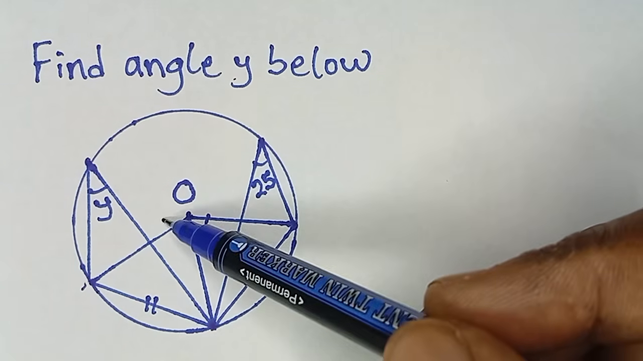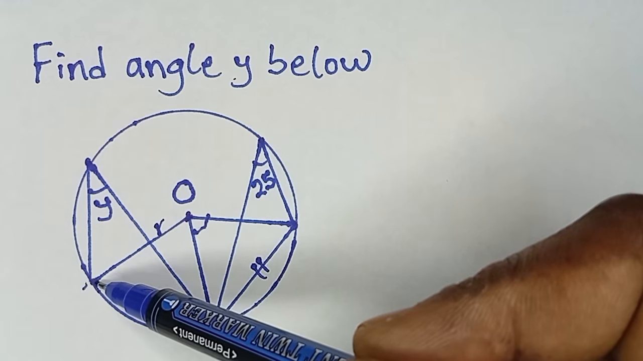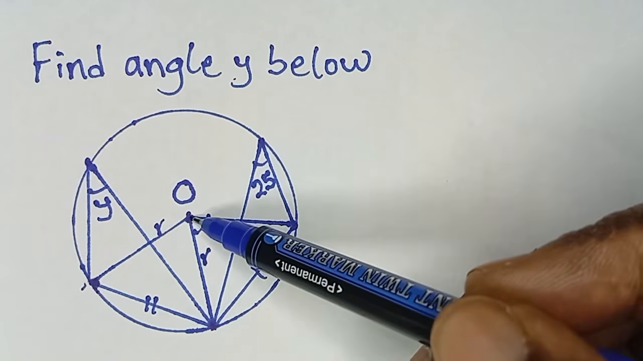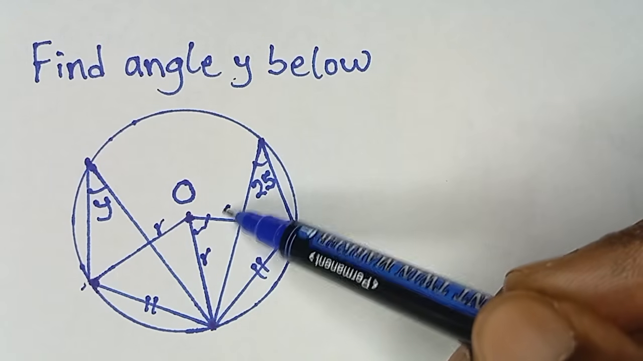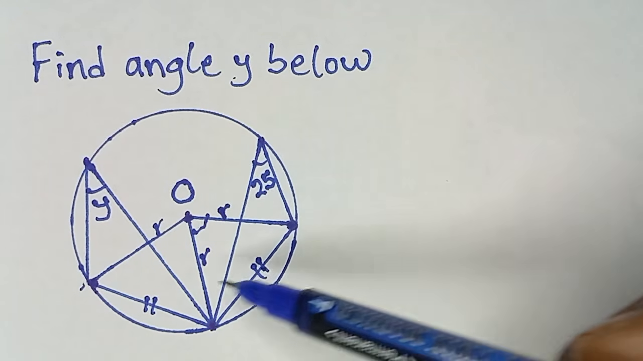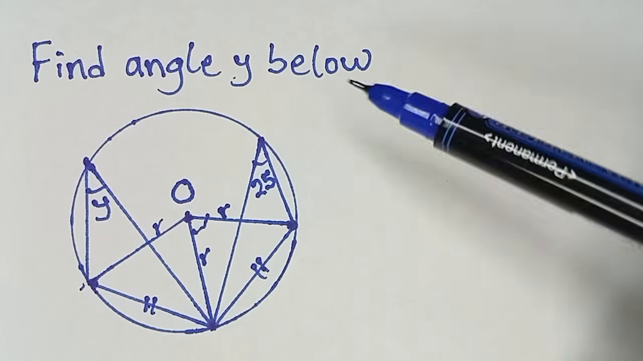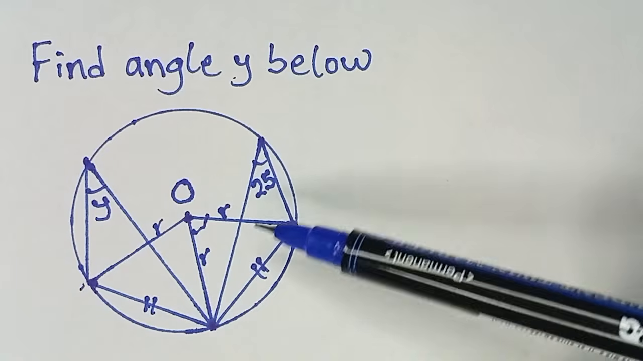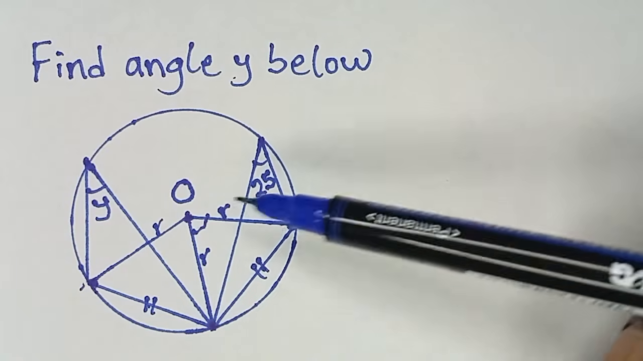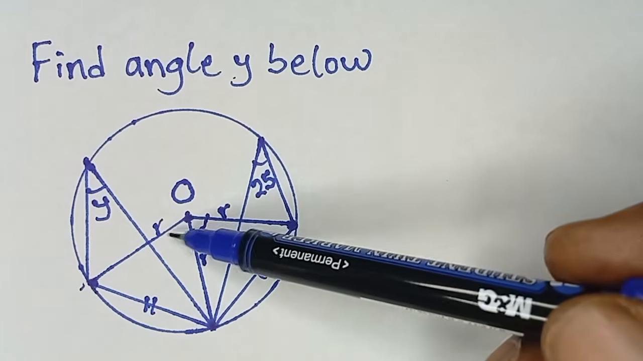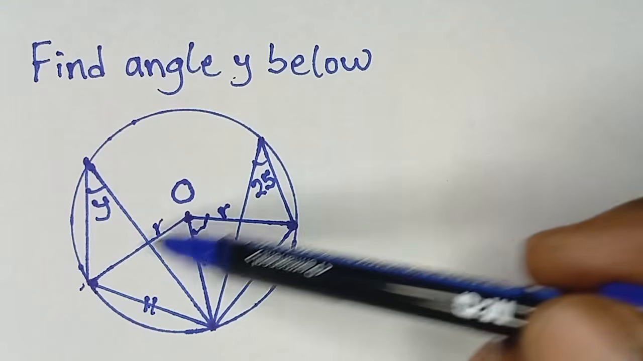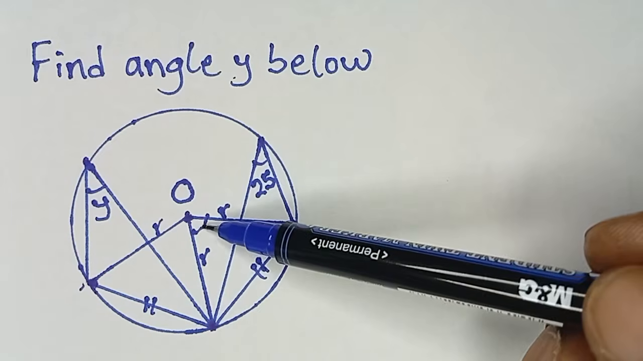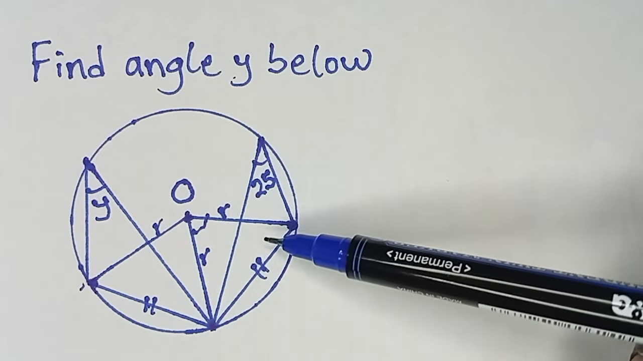And then because this line from here to here is a radius, center to circumference, this is also a radius, and this is also a radius, and this line is also equal to this line. So that would tell us that these 2 triangles are exactly equal. So that means all their corresponding angles will be equal. So if 2 triangles are exactly equal, that means all their corresponding angles are also equal.